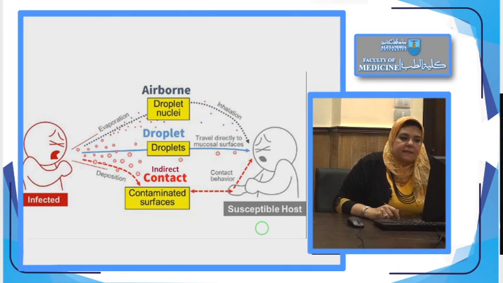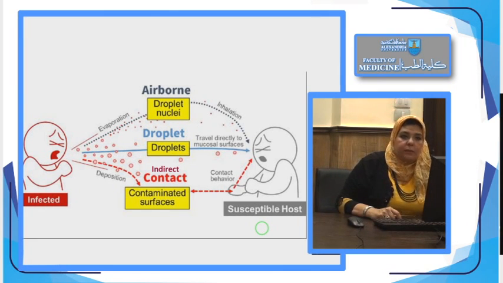The medium-sized particles, by force of talking, sneezing, or coughing of the infected person, travel directly to the mucosal surface of the susceptible host, and this type of transmission is known as droplet contact transmission. And this is the most common mode of transmission for influenza. But it requires that the distance between the infected person and susceptible host is very short, less than 1 meter.